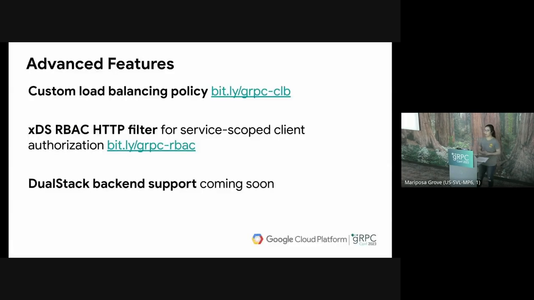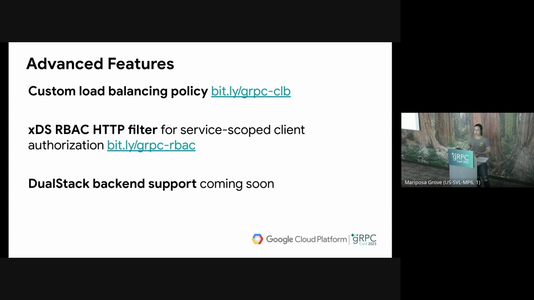So here comes some advanced features that I'd like to take this chance to quickly go through. Firstly, custom load balancing policy. If our built-in policy doesn't fit your needs, you can still bring your own custom LB policy into gRPC. And we recently added support of RBAC HTTP filter for service method scope client authorization on xDS-enabled gRPC servers.